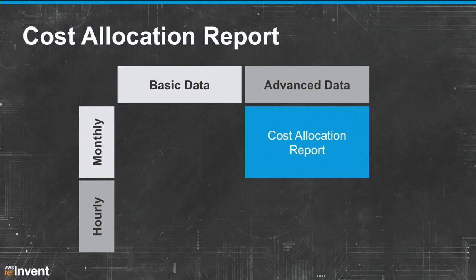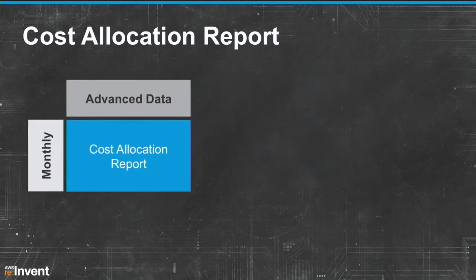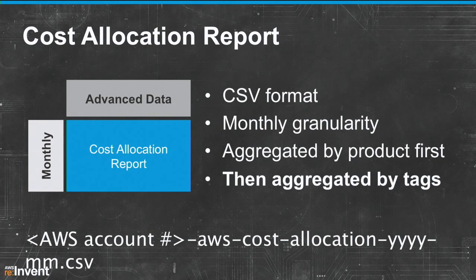Very straightforward. Cost allocation report is what Joe can use. Cost allocation report is the same CSV format as all other reports. It's monthly granularity. It's aggregated by product first, and then by tags.